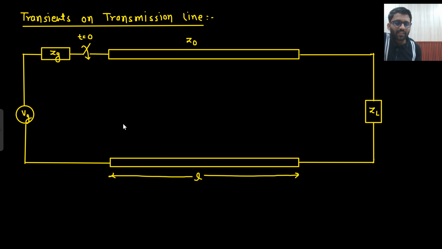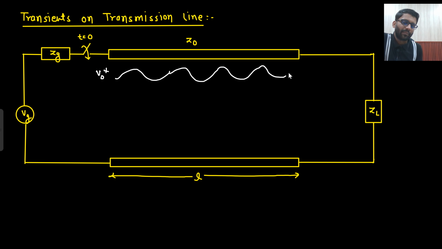Now what will happen just as you close the switch? V naught plus will get out from here, and it will travel through the transmission line and then reach the load. How much time will it take to reach the load? The transit time, right? What is the transit time? It is the time taken to cover this distance, divided by the speed, and the speed will depend on the medium, right? L by Vp.